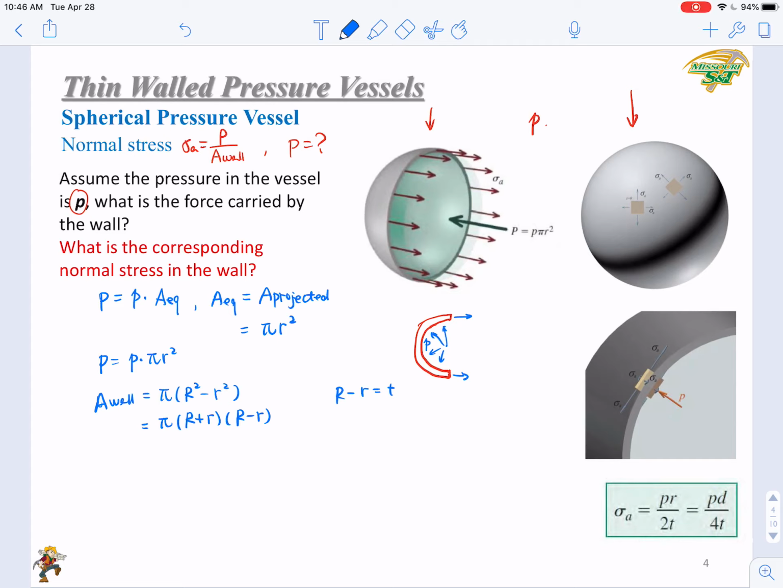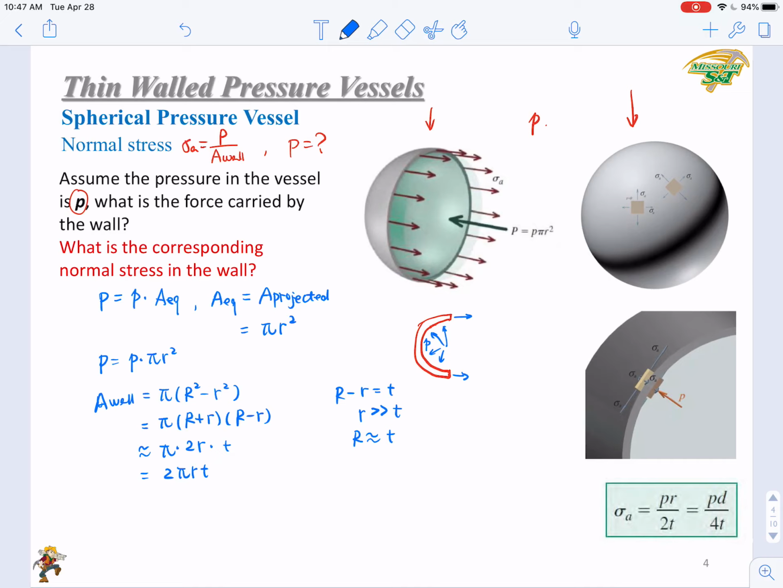And we know that R is much larger than t, meaning that the outer radius is not much larger than the inner radius, so they are approximately equal to each other. Based on these conditions, this equation can be rewritten as pi times 2R times t, so this will be 2 pi R t. This is the cross-section area of the wall.